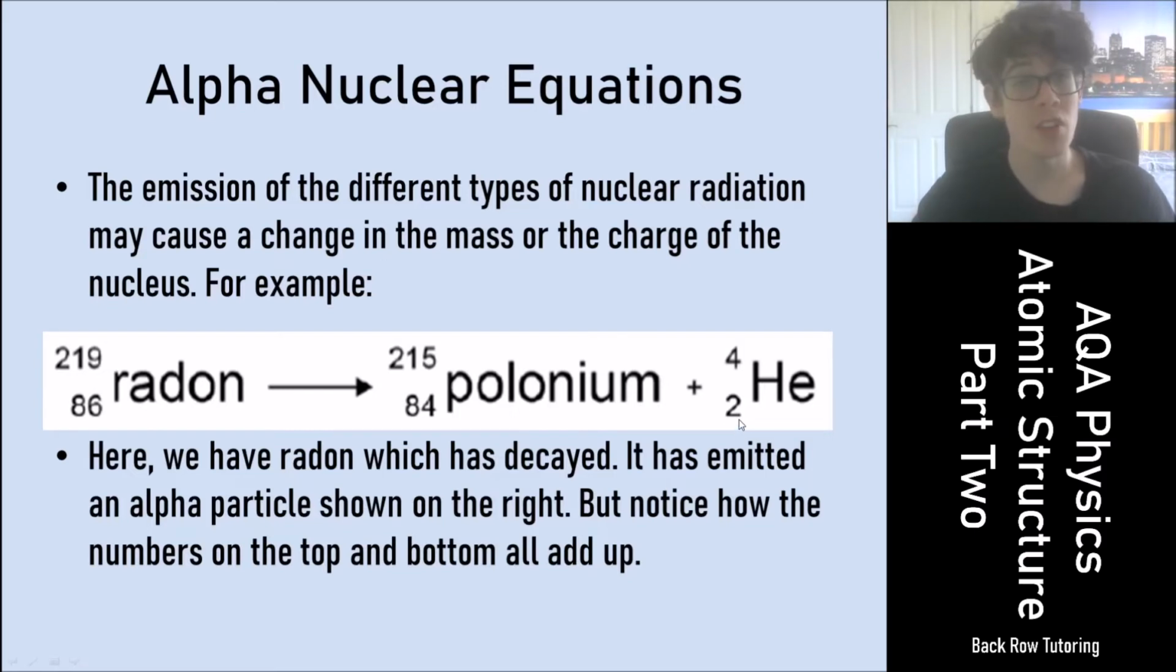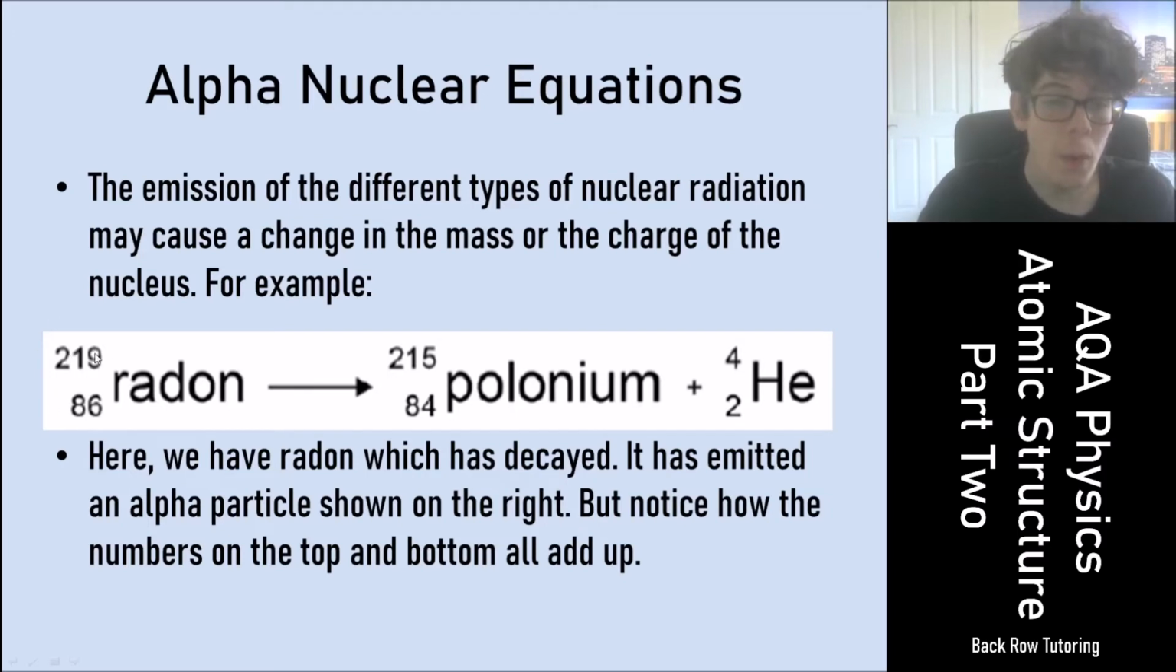If you're getting rid of 2 protons, the atomic number goes down by 2. So what you get is you go from 86 as an atomic number to 84. But because you're getting rid of 2 protons and 2 neutrons, the mass number comes down by 4. So before we had a mass of 219, now we have a mass of 215. So what we get is an isotope of polonium with an atomic number of 84.